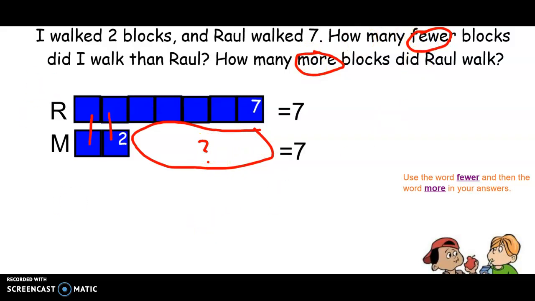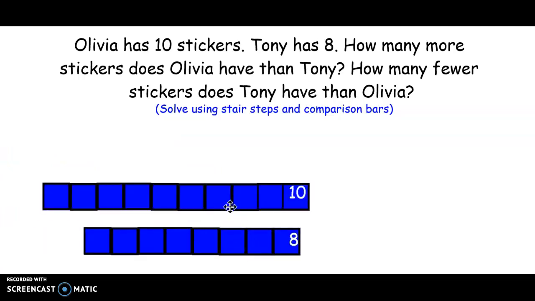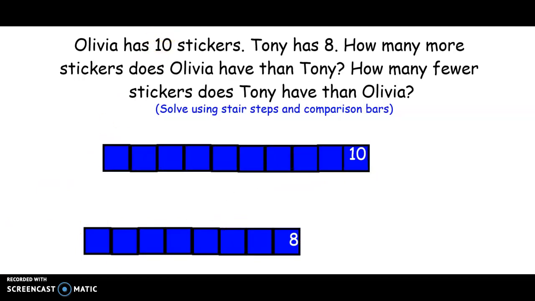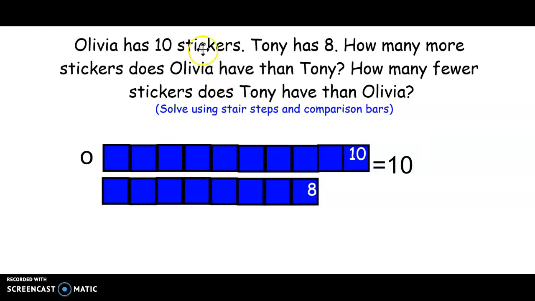All right. Olivia has 10 stickers. Tony has 8. How many more stickers does Olivia have than Tony? And how many fewer stickers does Tony have than Olivia? We're going to show these using stair steps and comparison bars. When we set these up, we always want the bigger number on the top. That's Olivia, so we're going to label that with O for Olivia. On the outside here, we're going to put equals 10. Then we have Tony's. Remember, we want to line them up so that it's easy for us to compare. And we're going to label T for Tony.